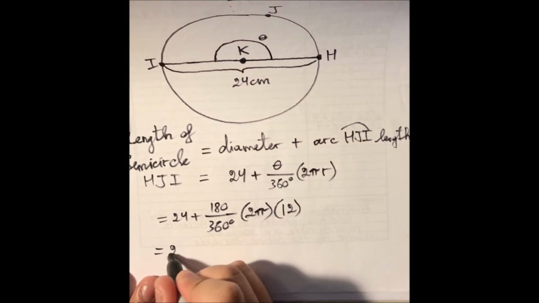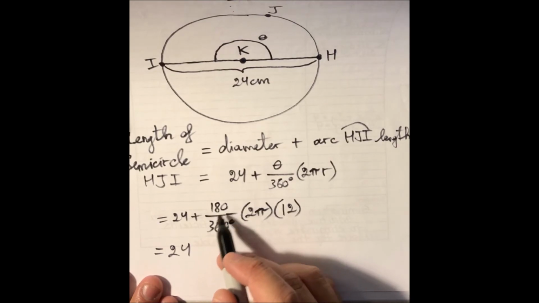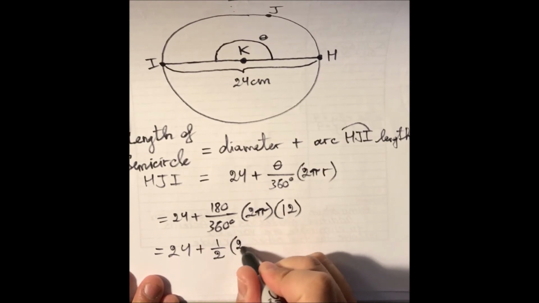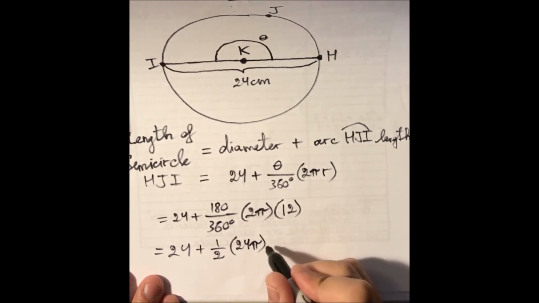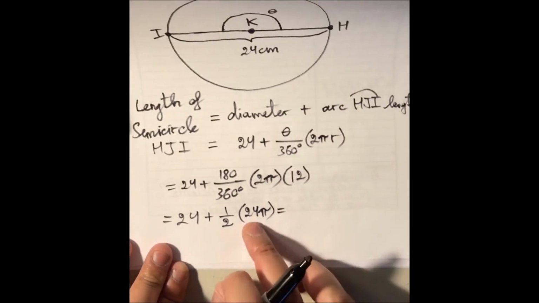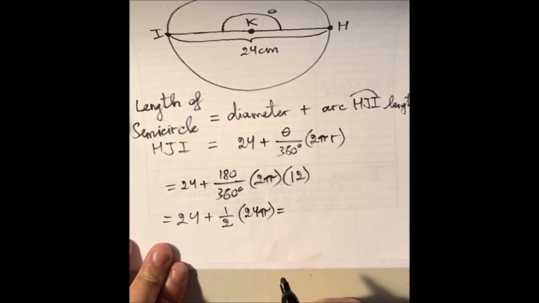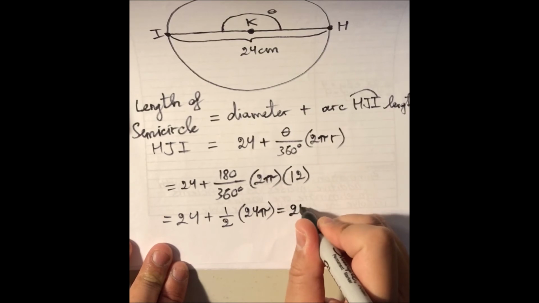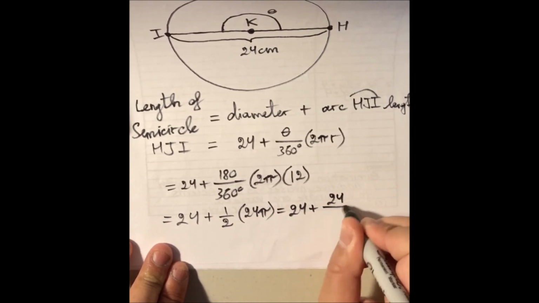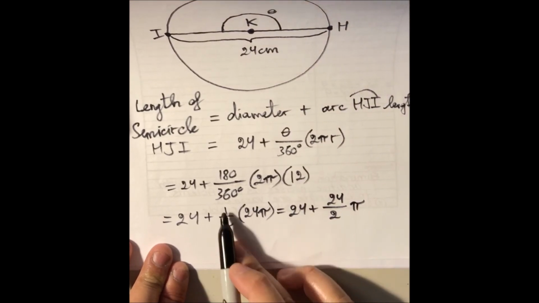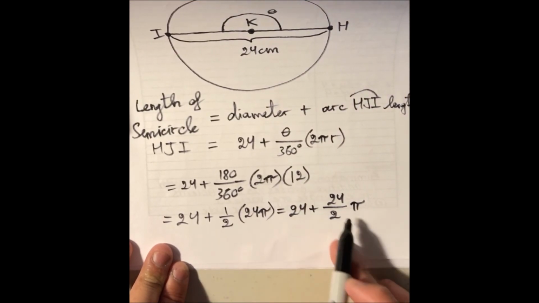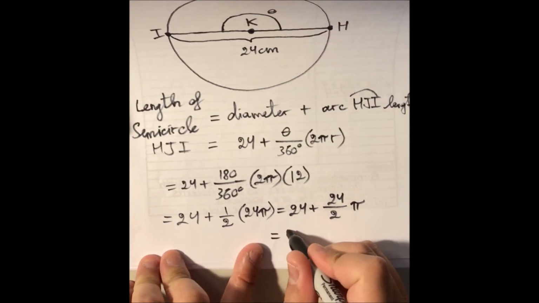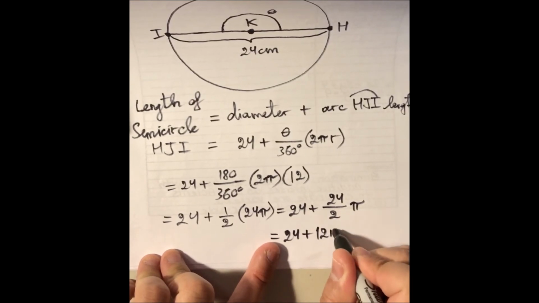So let's see, simplifying it even further, we have 180 over 360, well, that's going to give us 1/2. 2 pi times 12 is going to give us 24 pi. And if we factor out the 24, actually, no, I'm not going to factor out 24. I'm going to leave it here. So we got 24 plus 24 over 2 pi. Because 1/2 times 24 pi is going to give us 24 over 2 times pi. And 24 over 2 is the same as 12. So we got 24 plus 12 pi.